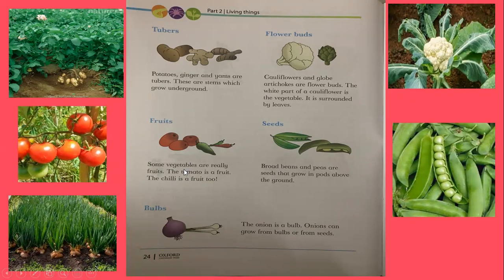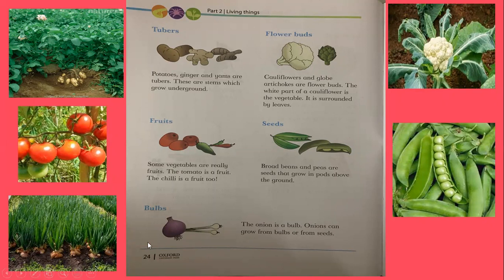Okay. And then we have bulbs. Which part do we call a bulb? Let's see. The onion is a bulb. Onions can grow from bulbs or from seeds. Look, this part here has the long leaves. Under it we have the bulb. It is just attached to the ground, not inside. So this part is called a bulb.